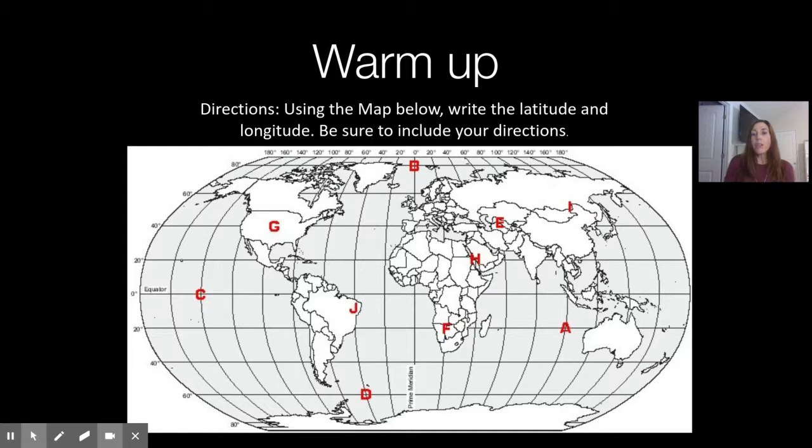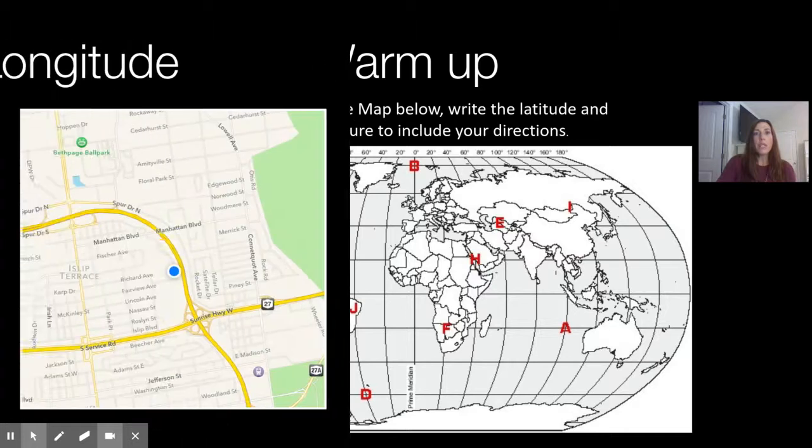And the latitude of that location is 20 degrees south. So we would write 20 degrees south, comma, and then we're going to follow that line all the way up to the top. And the longitude is 100 degrees east. So we would write 20 degrees south, comma, 100 degrees east. And you're going to do that for each of the letters. And I'll post your answers so you guys can check it.